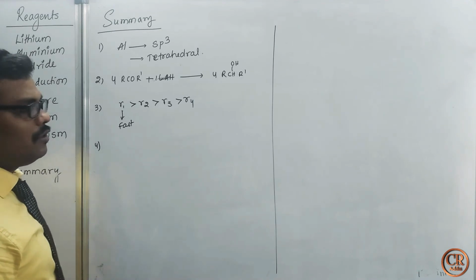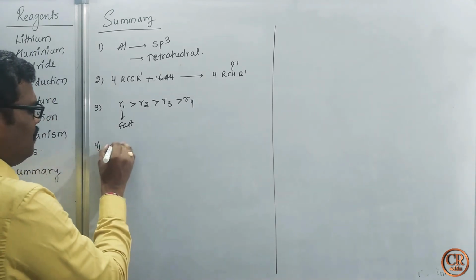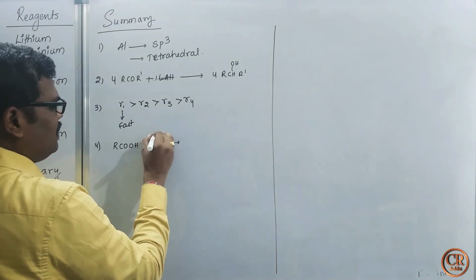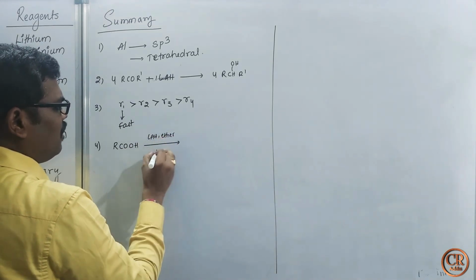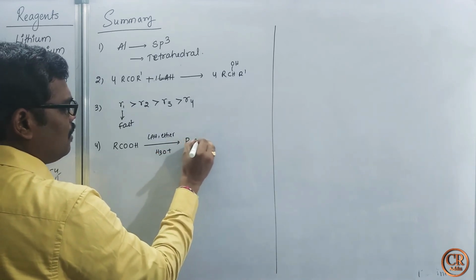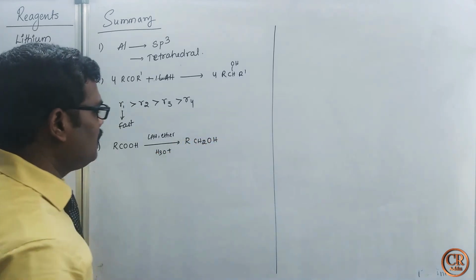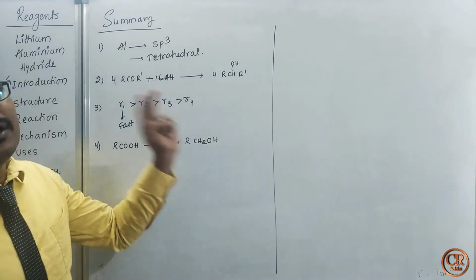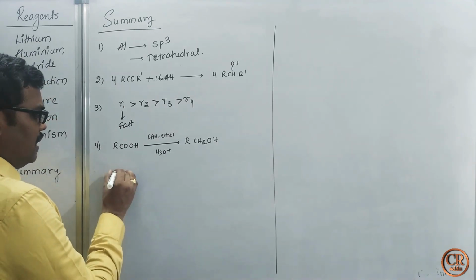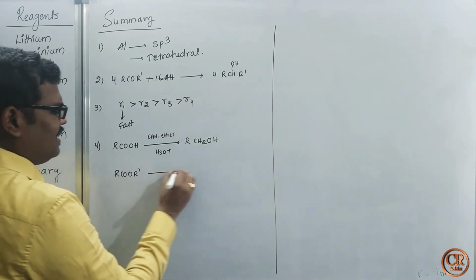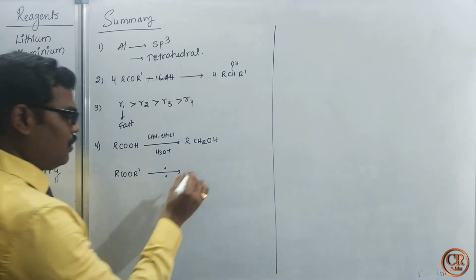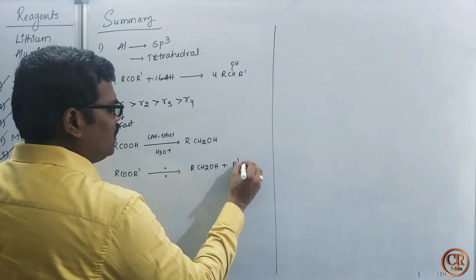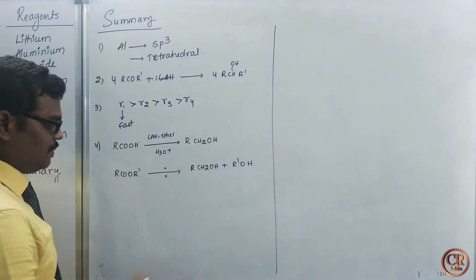The next point is related to the uses. First, carboxylic acid, RCOOH, reacts with lithium aluminum hydride in ether followed by acid hydrolysis and gives primary alcohol. Just now I told you, this is not advisable actually. First you have to convert the carboxylic acid into an ester, then you convert that ester into alcohol. Then RCOOR, this is an ester, when reacted with lithium aluminum hydride in ether followed by acid hydrolysis, gives a mixture of alcohols. One is RCH2OH, another one is R'OH.